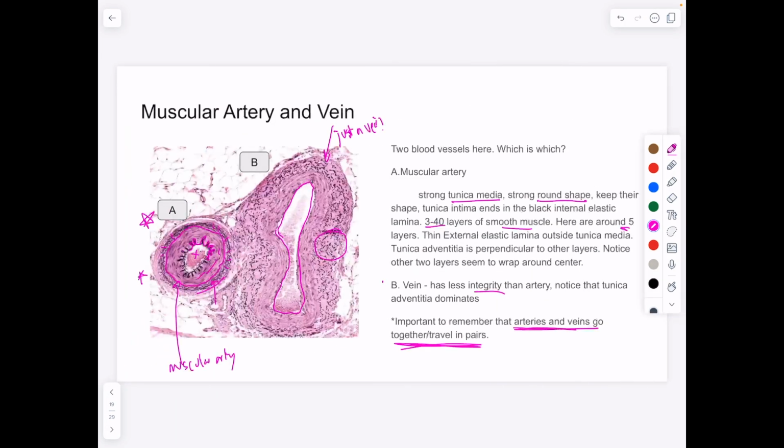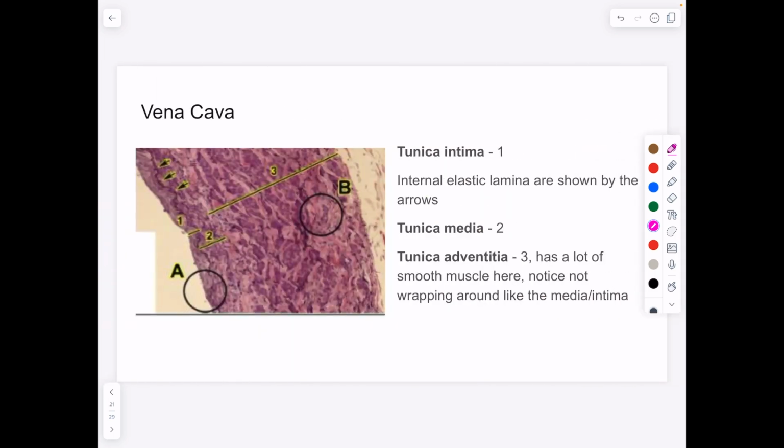All right. Let's move on. So finally, we have our vena cava, which we know is going to lead back to the heart. It's our big vein. Here we can see our tunica intima is right here. Our tunica media is right after that. You can see the internal elastic lamina with these small arrows right here.